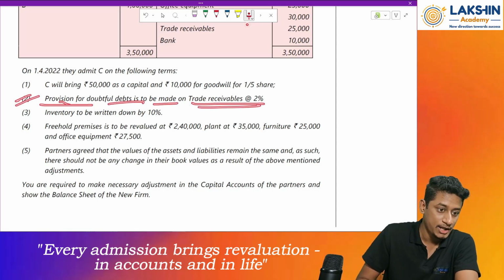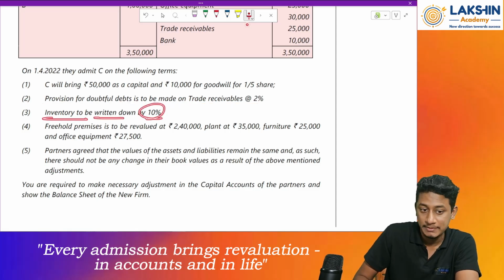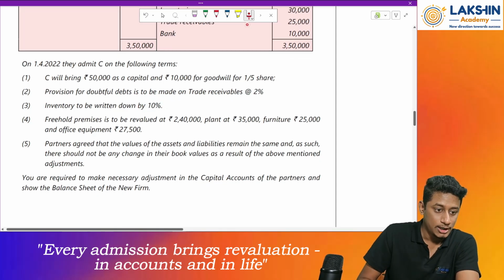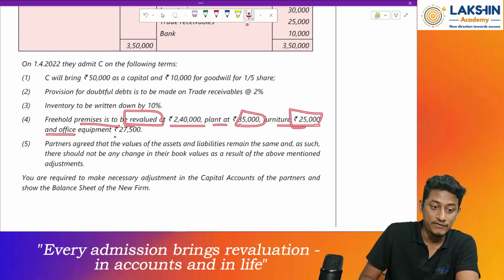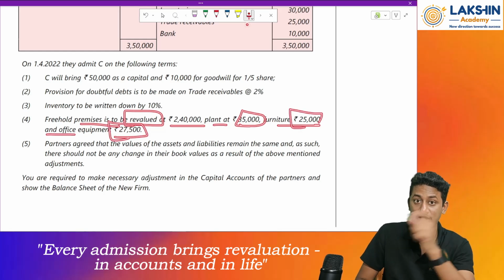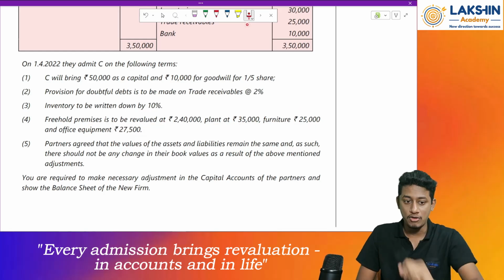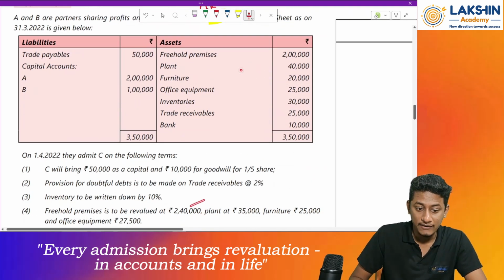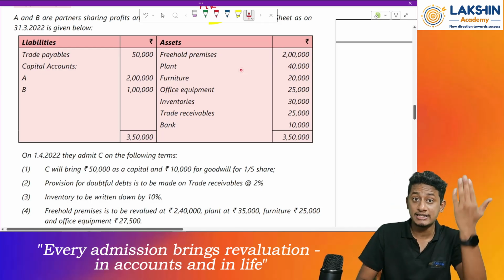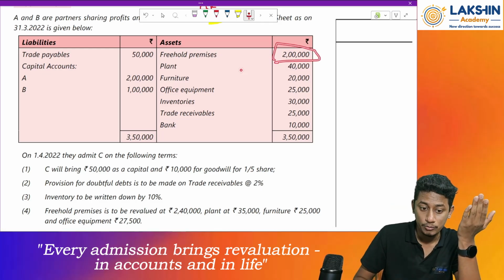Then the second one, provision for doubtful debts is made on trade receivables at the rate of 2%. Okay, fine. Inventories to be written down by 10%. Fine. Freehold premises is to be revalued at 2,40,000, plant at 35,000, furniture at 25,000, then office equipment at 27,500. So they have given us the new revalued amounts. That means this is the new value of what? Freehold premises. How much is it? 2,40,000. How much is the old value? 2 lakh rupees. That means it is increased or decreased? It is increased from rupees 2 lakh to rupees 2,40,000.